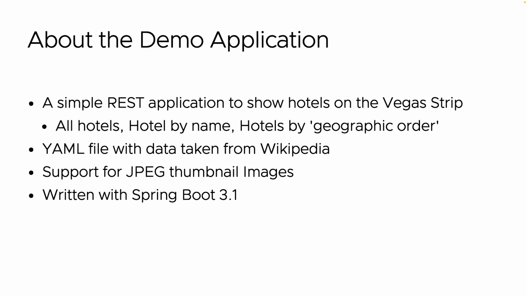We have a YAML file, which has the data about the hotels, which is taken from Wikipedia. And there's an API which can give you thumbnail images for those hotels in JPEG format. And the last thing I'll mention here is that it's written in Spring Boot 3.1, which is the latest generally available release of Spring Boot. Spring Boot 3.2 is still in milestone phase. You might have seen some people use it in other talks, and it's going to be generally available in November of this year.